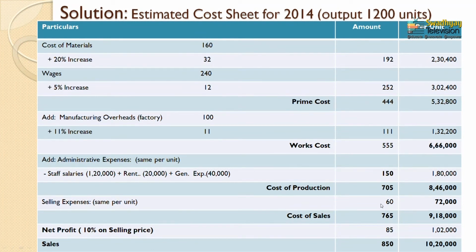Then how would it be changed? It would be changed in amount. Why? Because we are manufacturing more units than in 2013. So the amount will be 60 rupees per unit selling expenses multiplied by 1200 units, which comes to 72,000 rupees of total cost, and it would be added into the cost of sales. And this is your cost of sales, which is 765 rupees per unit, and 9,18,000 rupees is your total amount.